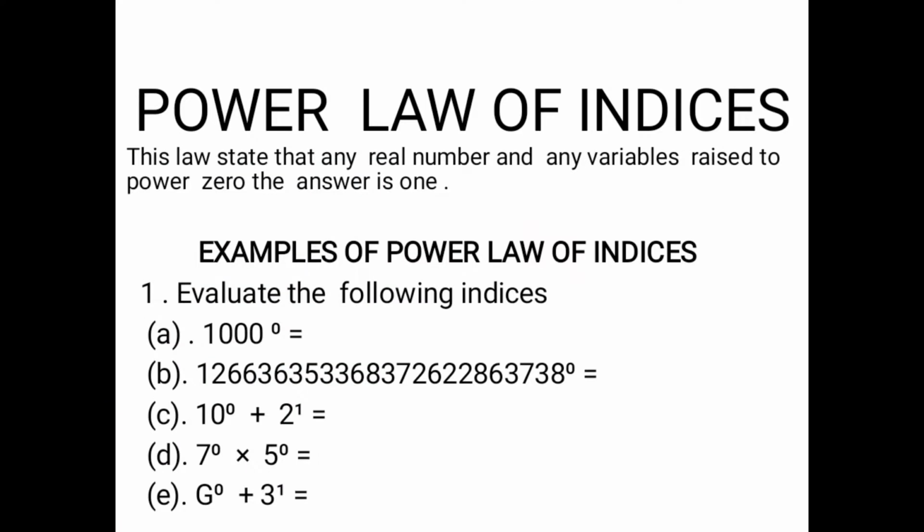Power law of indices. This law states that any real number and any variable raised to power 0, the answer is 1. Examples of the power law of indices. Evaluate the following indices. A, 1000 power 0. B, a very long number power 0. C, 10 power 0 plus 2 power 1. D, 7 power 0 times 5 power 0. E, G power 0 plus 3 power 1.